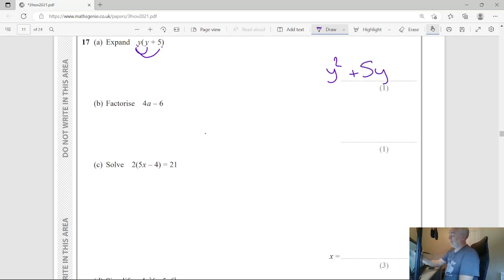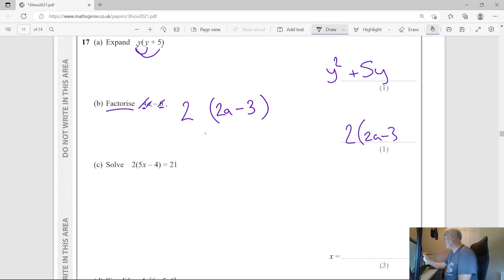Factorize means to put brackets in, so take out a common factor. So what goes into 4 and 6? 2 goes into both. So let's put the 2 outside. There isn't a common letter this time. There is only numerical factors. So if I take 2 out of there, 2 goes into 4 twice, and I've got the a to put in there as well. Minus, 2 goes into 6 3 times. So 2a minus 3.